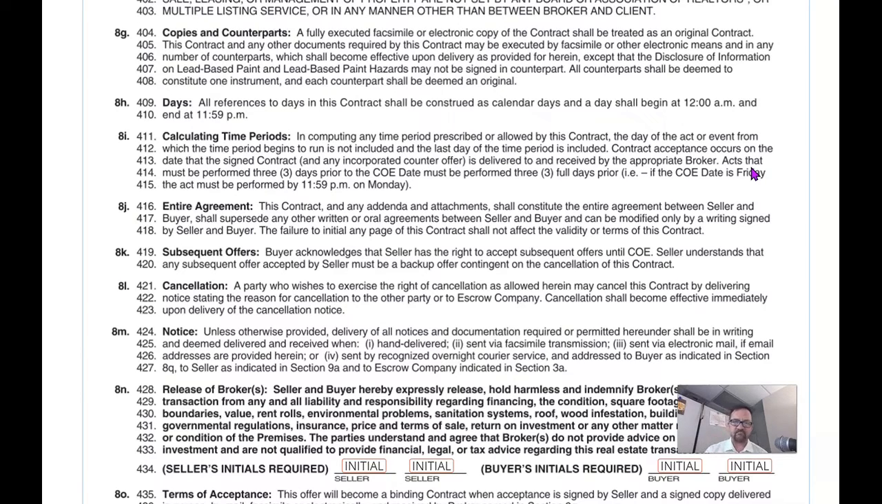And the reason why we call that out in the days is because of the next one, when we're calculating time periods. You remember in this contract we've had a whole bunch of triggering events that kick off a time period. The inspection period starts right after the contract is signed and confirmed. All right, and then the inspection period starts the next day, and then you have so many days to do it.